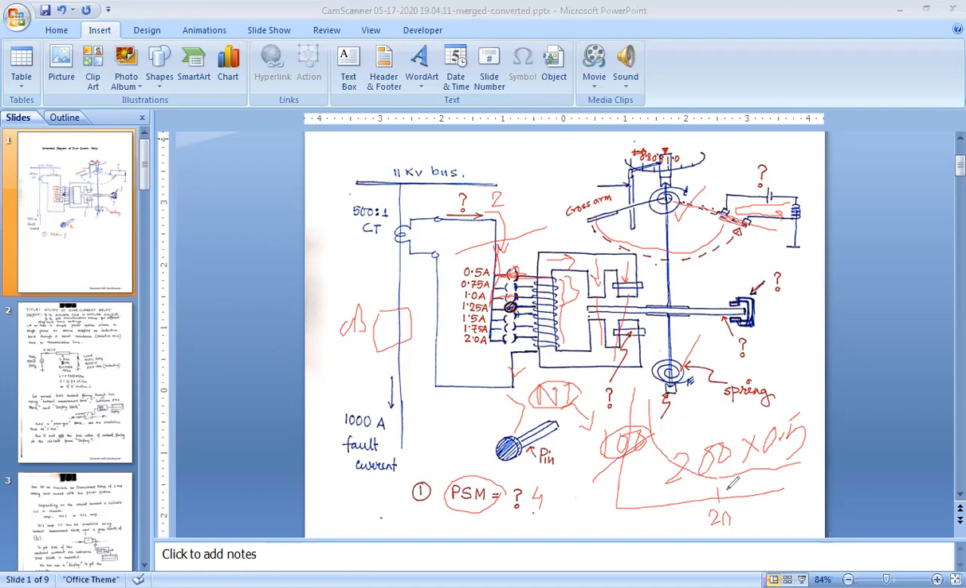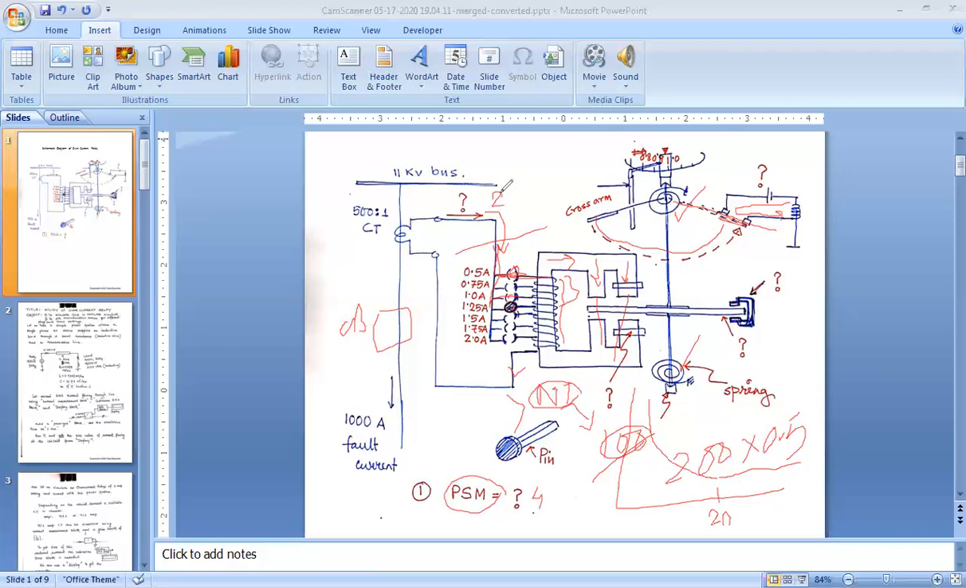So there must be some minimum time if you increase the clock setting multiplier, and it is seen that beyond this point, 20 clock setting multiplier, the time taken by the relay to operate is the same. Okay.